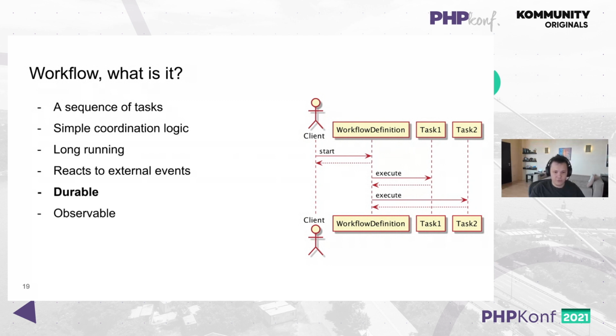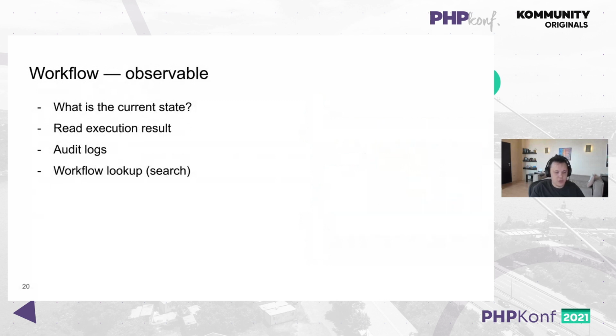Important aspects for real workflows, those which provide an actually useful abstraction, are to make sure that they are observable and durable. What is observability? Well, observability is the ability to actually understand the current state of the workflow. Where is your pizza now? You don't want to order pizza and then just try to guess if it's going to arrive in 45 minutes or not. You want to read the execution result.